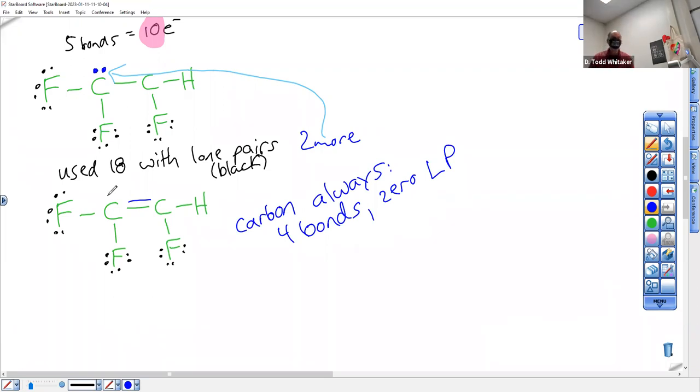Okay. And what's the third scenario? We had sp3, that's four sigma bonds, no pi bonds, right? sp2 had three sigma bonds and one pi bond using a p orbital that you didn't use to make those sp2s. First of all, why do we always have to use the s to make a hybrid? All the hybrids have s in their name. You can't just mix up a bunch of p orbitals and get a hybrid. Why not?